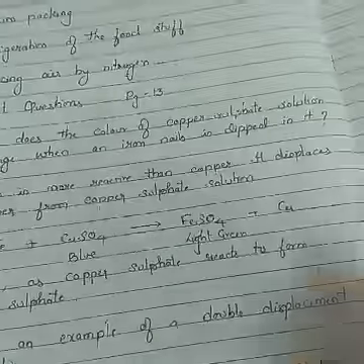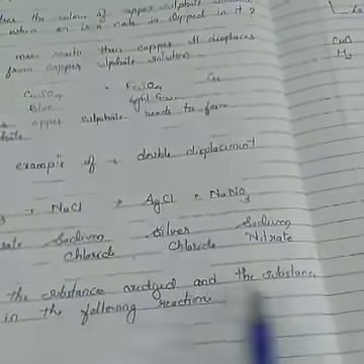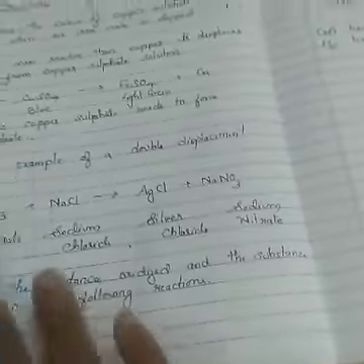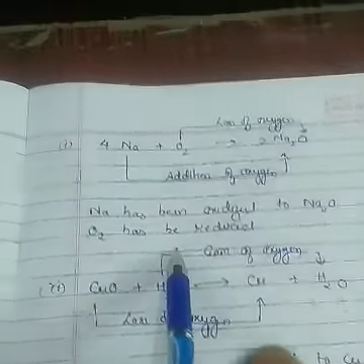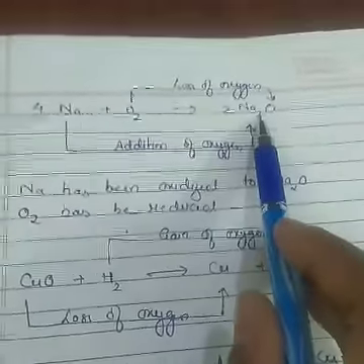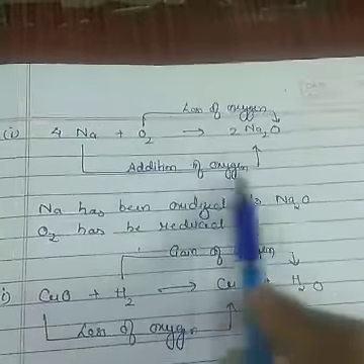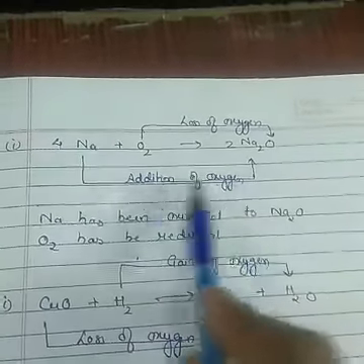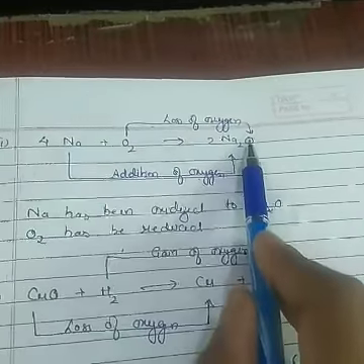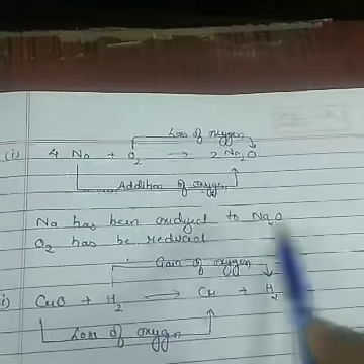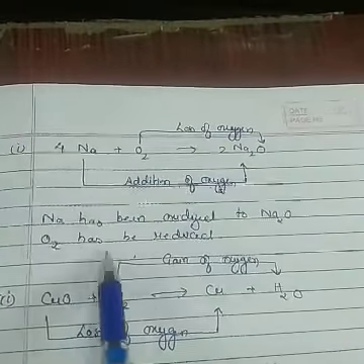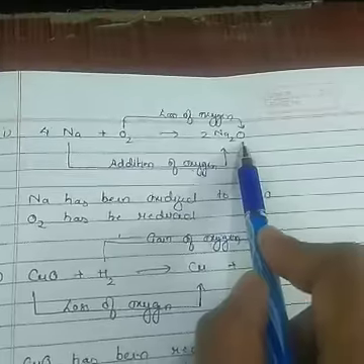Now the in-text question, the third in-text question. Identify the substance oxidized and the substance reduced in the following reaction. We have to write where the oxidation has taken place and where the reduction has taken place. Sodium plus oxygen gives sodium oxide. See, sodium has gained oxygen, so addition of oxygen. Oxygen has lost, loss of oxygen is reduction. So sodium has been oxidized to Na2O. Oxygen has been reduced to O.